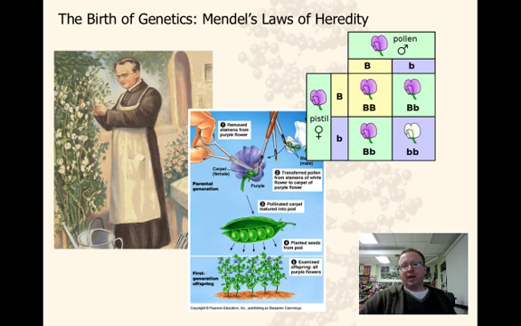Those were the laws of inheritance, the laws of independent assortment, and the laws of segregation. And these 3 laws taken together are described as Mendel's laws of heredity. Now his work was published in the middle 1800s, and his work was not widely known.